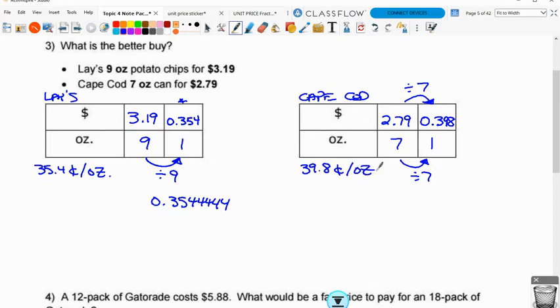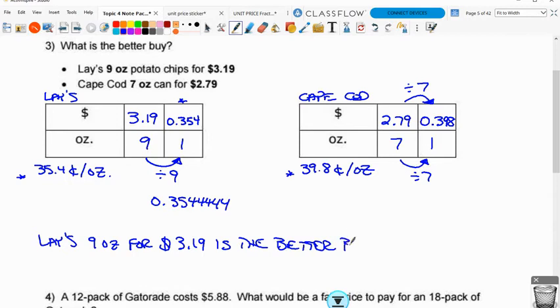Now that I know the 2 unit prices right here and right here, I can determine that the Lay's chips are the better buy. So I can say that Lay's 9 ounce for $3.19 is the better buy. And again, it's the better buy because it has the lowest unit price per ounce.